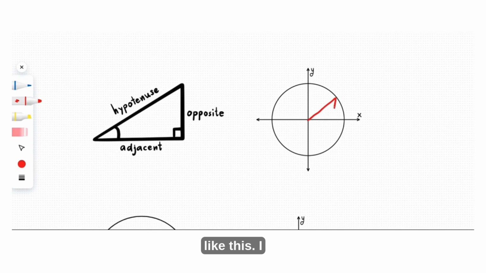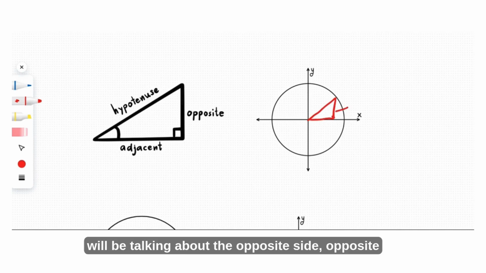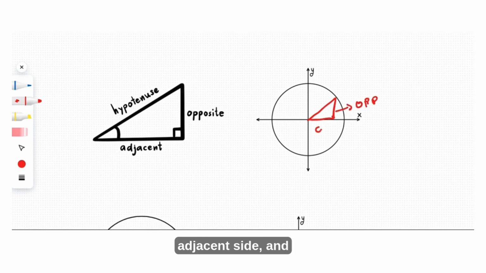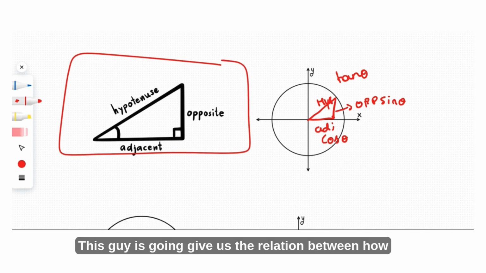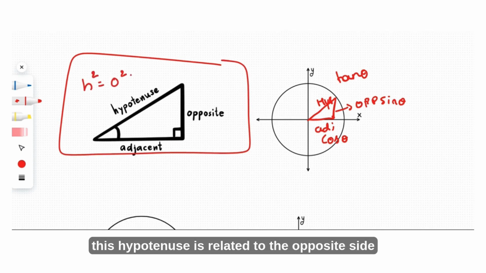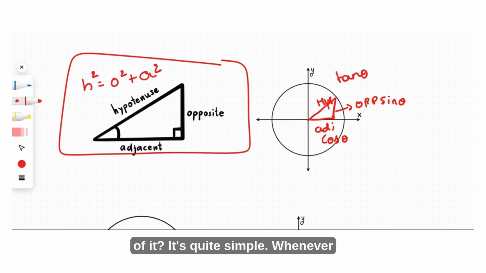Like this. I will be talking about the opposite side, adjacent side, and hypotenuse in terms of sine theta, cos theta, and tan theta. Before going there, we know the Pythagorean triangle. This gives us the relation between how the hypotenuse is related to the opposite side and adjacent side. But what's the significance of it?